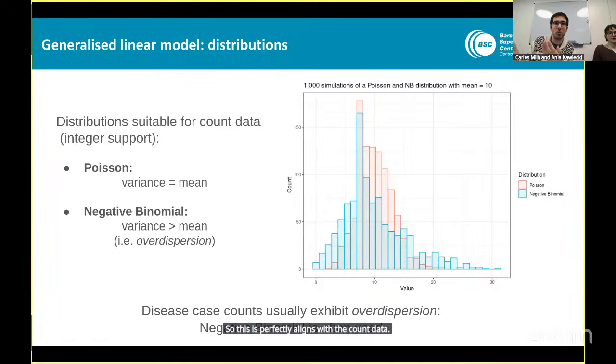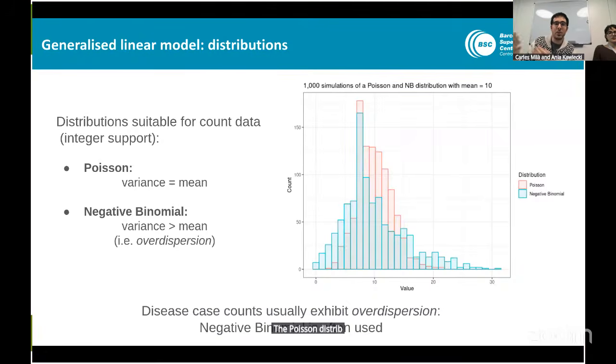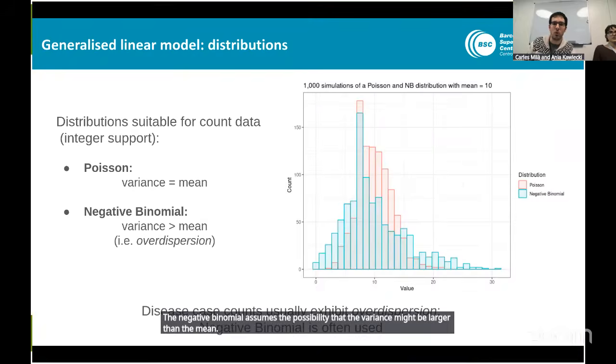Then the distinction between the two, the Poisson and the negative binomial, is in the assumptions. The Poisson distribution assumes that the variance is equal to the mean of the counts. The negative binomial assumes the possibility that the variance might be larger than the mean. This is what we call overdispersion.